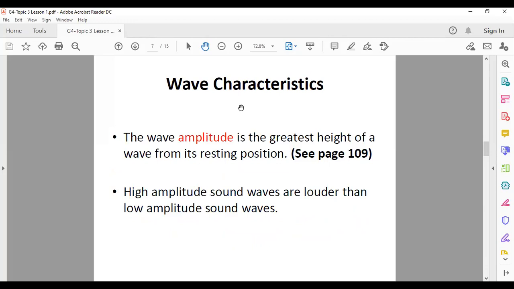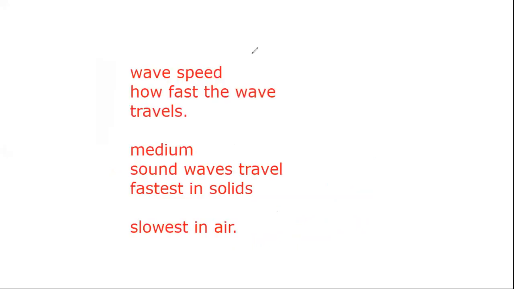Wave characteristics or wave properties. There is something called amplitude. The wave amplitude is the greatest height of a wave from its resting position. And you can look at page 109. This is the wave amplitude. Suppose that this is a wave, okay? The amplitude is the distance from this line to the top of the wave.